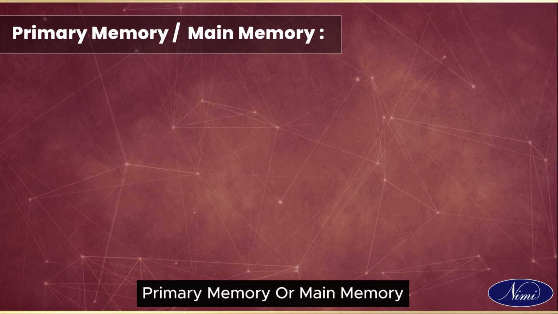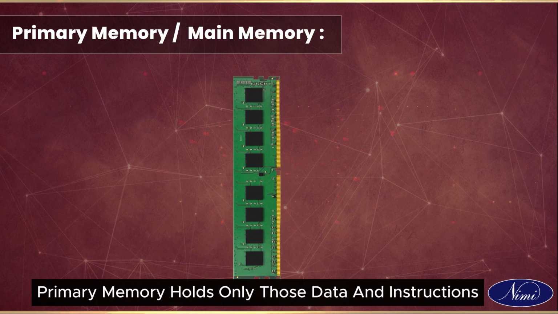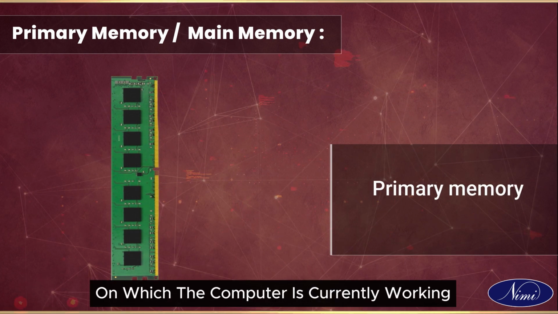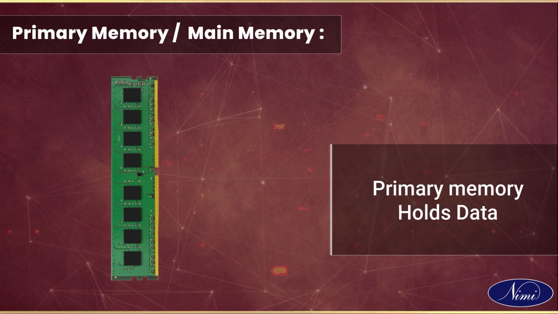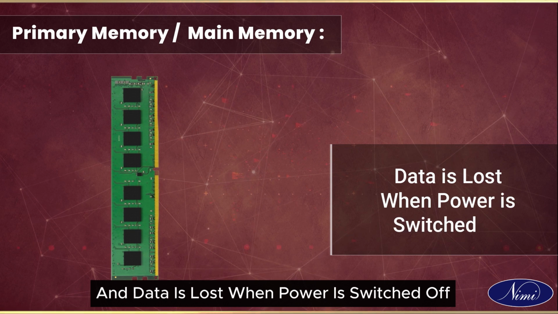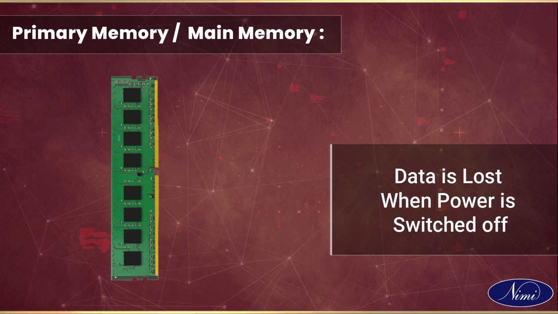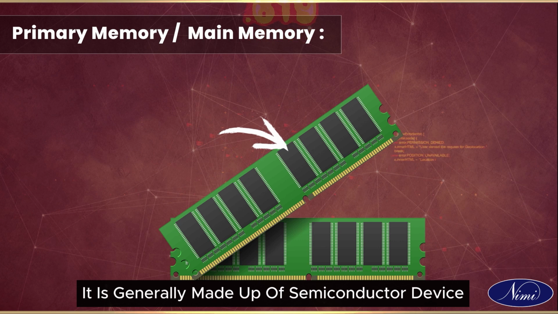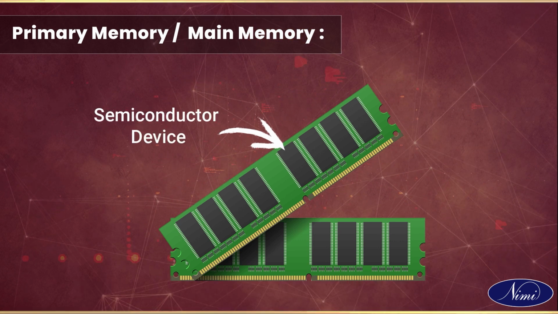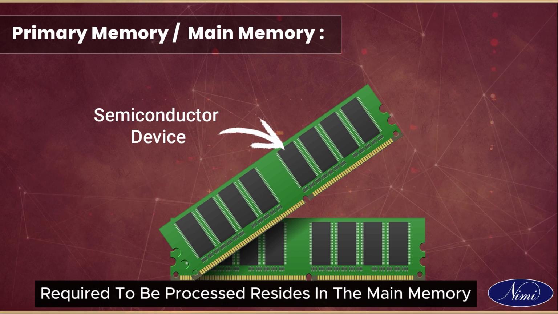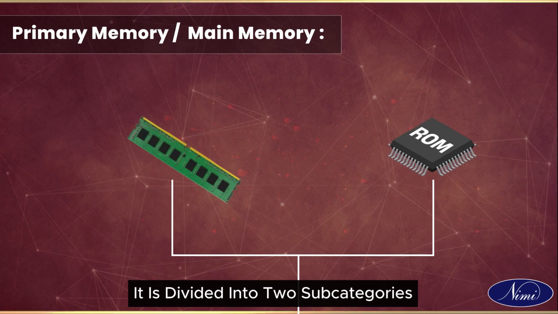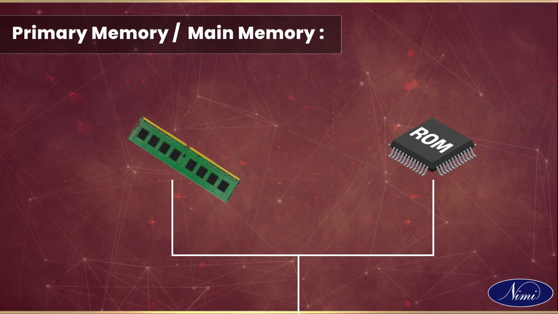Primary memory or main memory. Primary memory holds only those data and instructions on which the computer is currently working. It has a limited capacity and data is lost when power is switched off. It is generally made up of semiconductor devices. The data and instructions required to be processed reside in the main memory. It is divided into 2 subcategories, RAM and ROM.